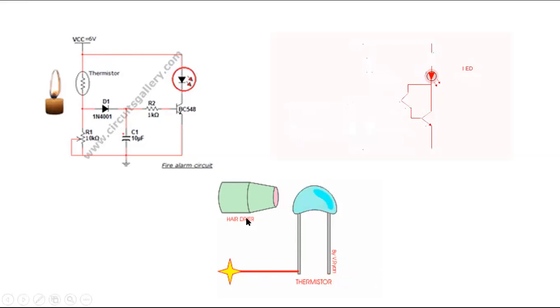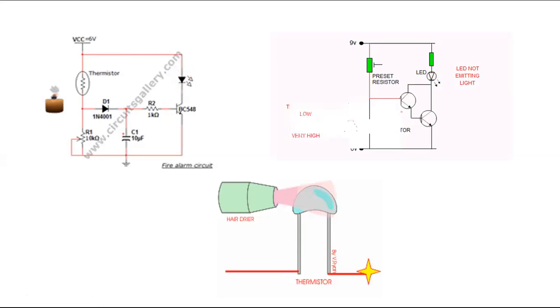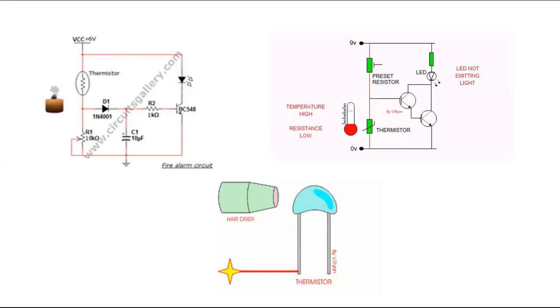Similarly, the hair dryer. So here we have taken the example. Whenever the heat energy is applied on the thermistor, the resistance of the thermistor decreases and hence current flow increases. As a result, the load or bulb connected to it starts to turn on.